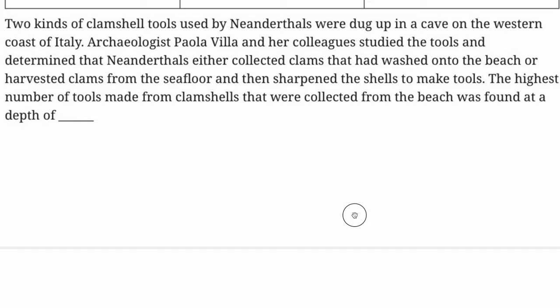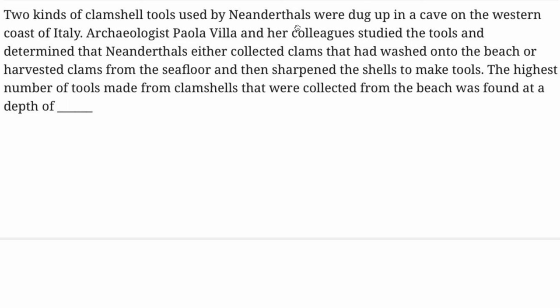Okay, so two kinds of clamshell tools used by Neanderthals were dug up in a cave on the western coast of Italy. The scientist and her colleagues studied the tools and determined that Neanderthals either collected clams that had washed onto the beach or harvested clams from the seafloor and then sharpened the shells to make tools. The highest number of tools made from clamshells was found at which depth?